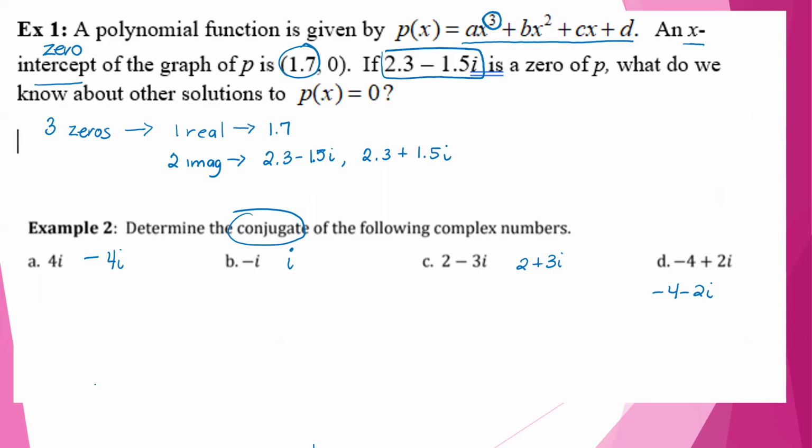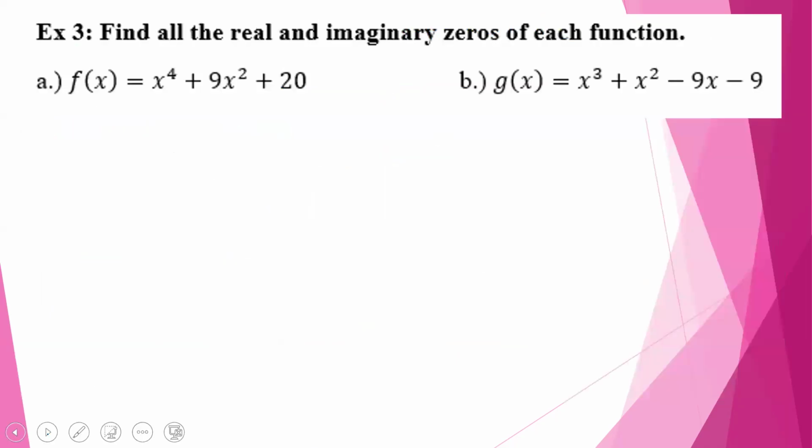All right, so here we go. This is the fun part. We're going to start finding all the real and imaginary zeros. So first of all, my degree is what? 4. So I should have 4 solutions or 4 zeros, right? Now out of the 4, I can have what?